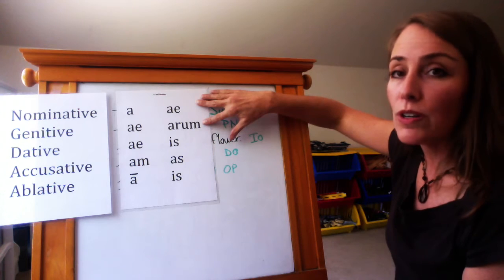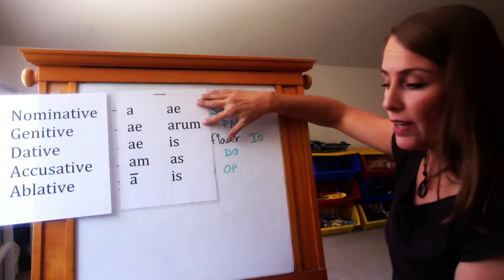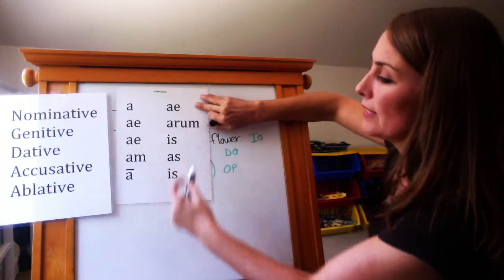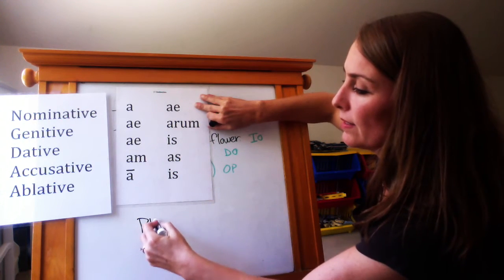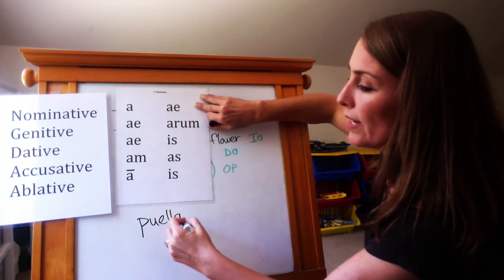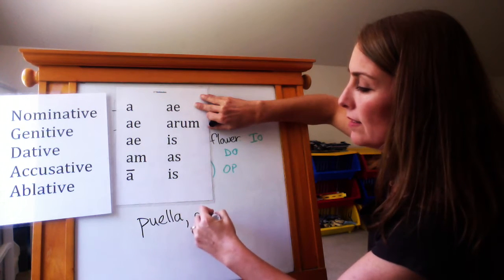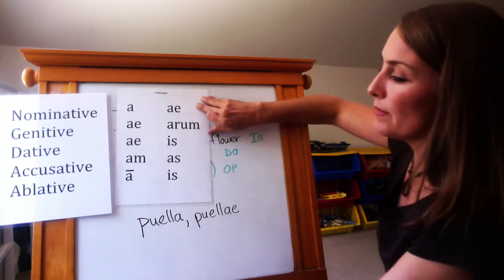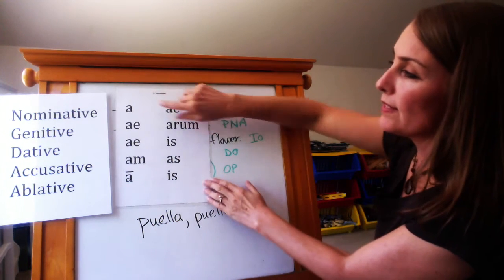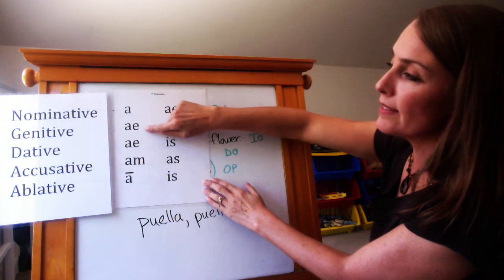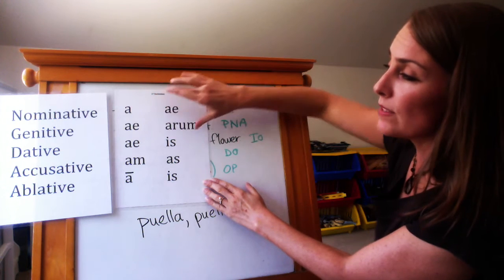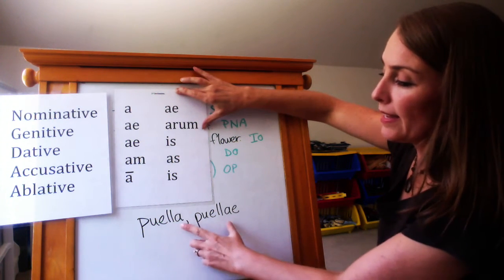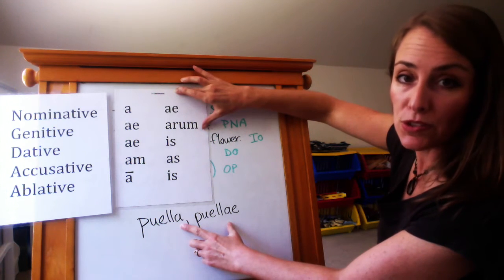If we take a word like the word for girl, the word would be given to you. The lexical form would be puella, puellae. We can tell from this, because we're always given the nominative singular and the genitive singular endings with any word, that because it ends in puella, puellae, this belongs to the first declension family.